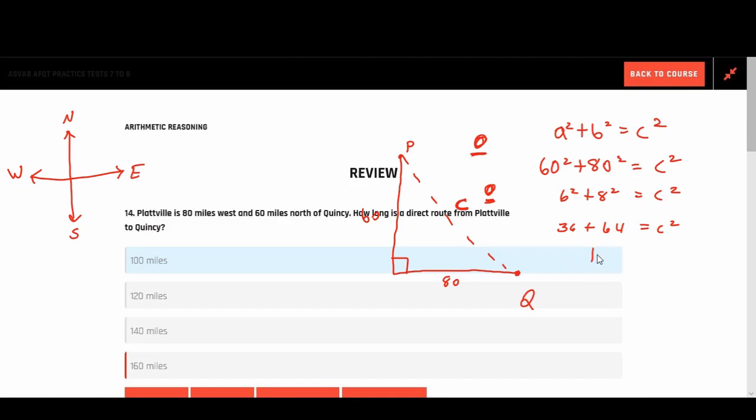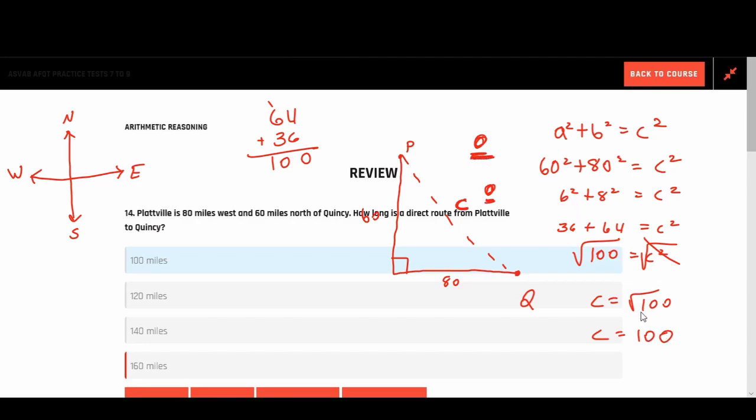36 and 64, it turns out, is 100. And if you needed me to work that off to the side, I can. 6 plus 4 is 10. Carry the 1. 6 plus 3 is 9. Plus 1 is 10. So 100 equals c squared. We take the square root of both sides. This crosses out. We're left with c equals the square root of 100, or c equals 10. Again, I took away a 0 here to make the math easier. Let me tack it back on. So this would be 100, which is right there.